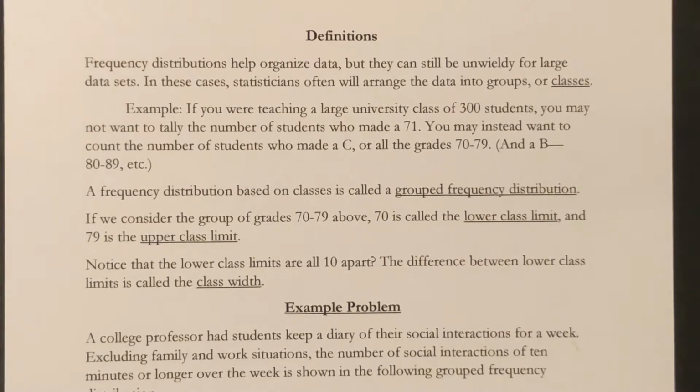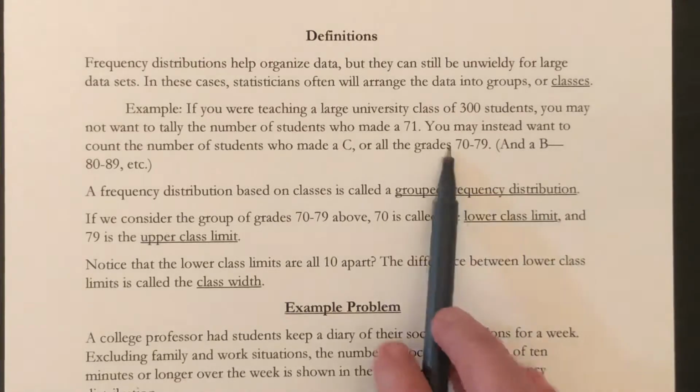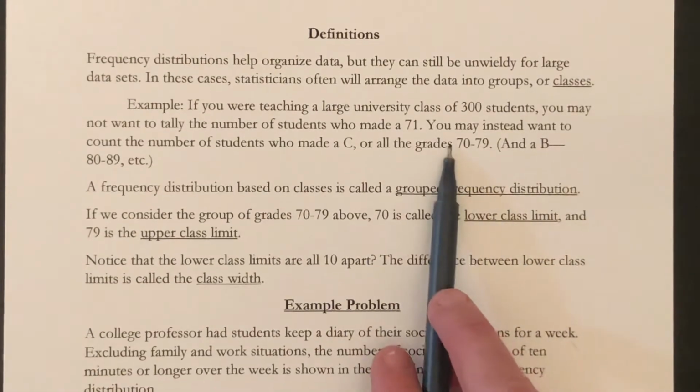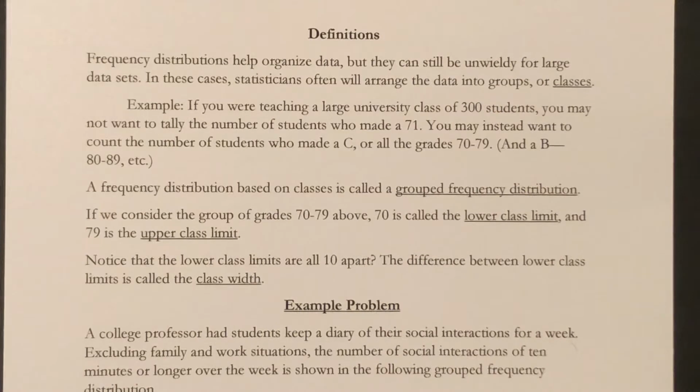So for example, if you were teaching a large university class of 300 students, you want to get an idea of how they're all doing, but you may not want to tally the number of students who made a 71 in particular. That's a lot of data. It may be more useful for you to tally up the number of people who made a C, which would be all the grades from 70 to 79. That would be an example of a class, the class from grade 70 to 79. And then you'd also do a class for a B, which is 80 to 89, so on and so forth.